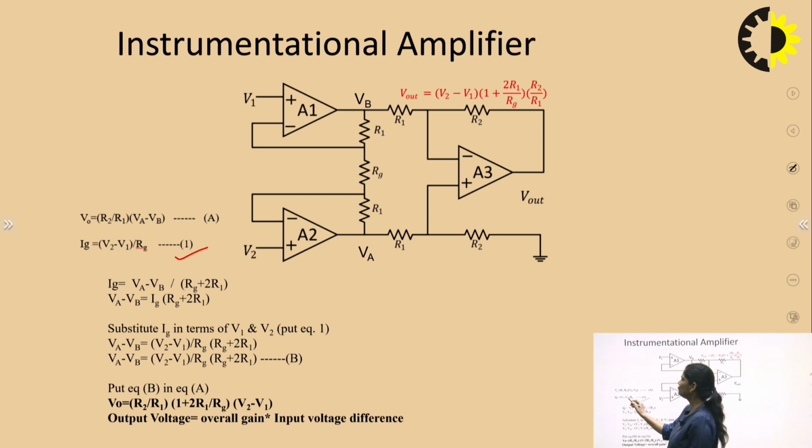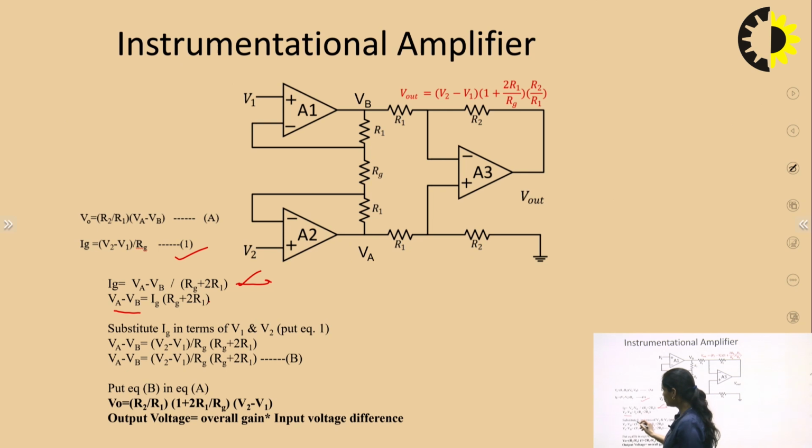Ig is equal to V2 minus V1 upon Rg. And Ig across these two terminals, meaning Ig current is flowing from this point to this point, is equal to Va minus Vb upon Rg plus 2R1. Now, from this equation, you can find out Va minus Vb. Va minus Vb is Ig in bracket Rg plus 2R1. From this equation, we are finding Va minus Vb.